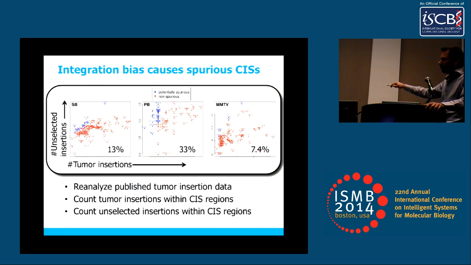We see that for all 3 systems, in blue, there are quite a few common insertion sites that are a little bit dubious. They're potentially spurious common insertion sites, which may also lead to falsely calling cancer genes. Especially for the PiggyBac system, 33% of these common insertion sites are a little bit questionable if you take into account the bias profile.